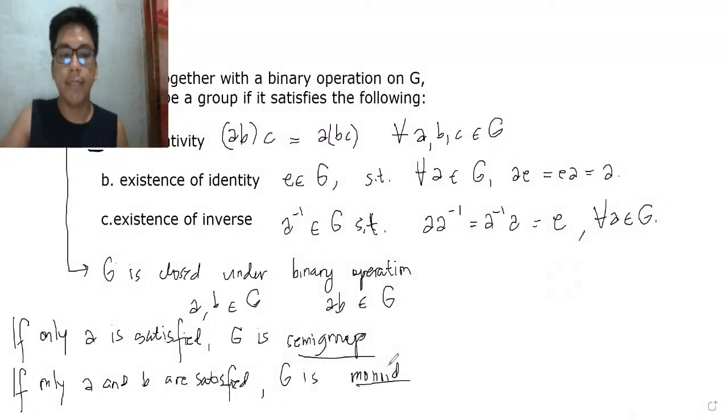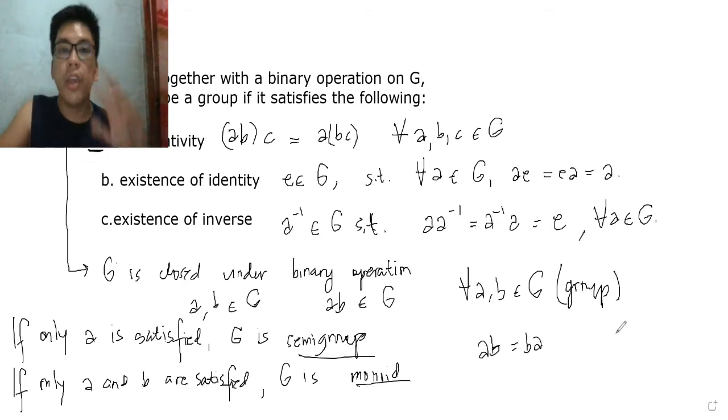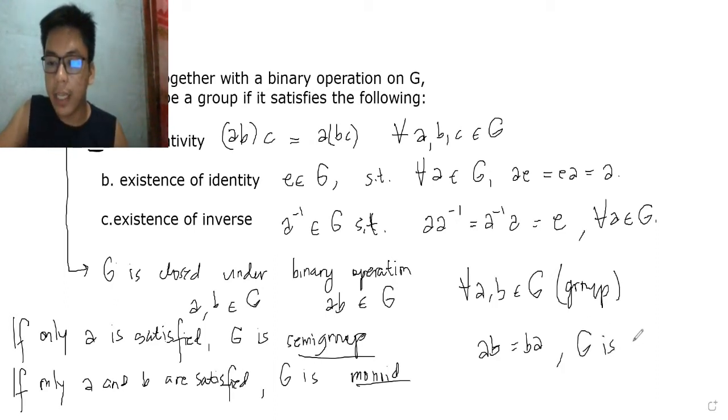Now, if the three conditions are satisfied, with the additional property that for every A and B in G, where G is a group, AB is equal to BA, that means there is a commutativity property in G, then G is an abelian group, or a commutative group.